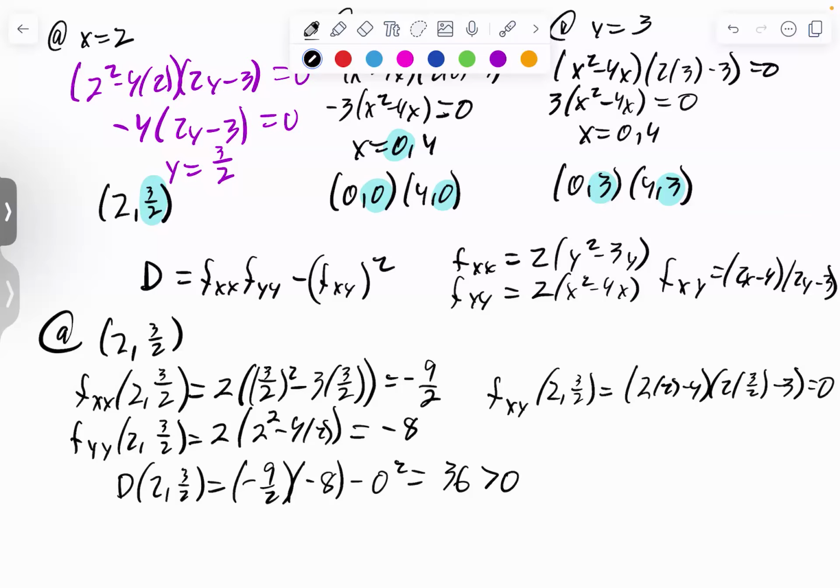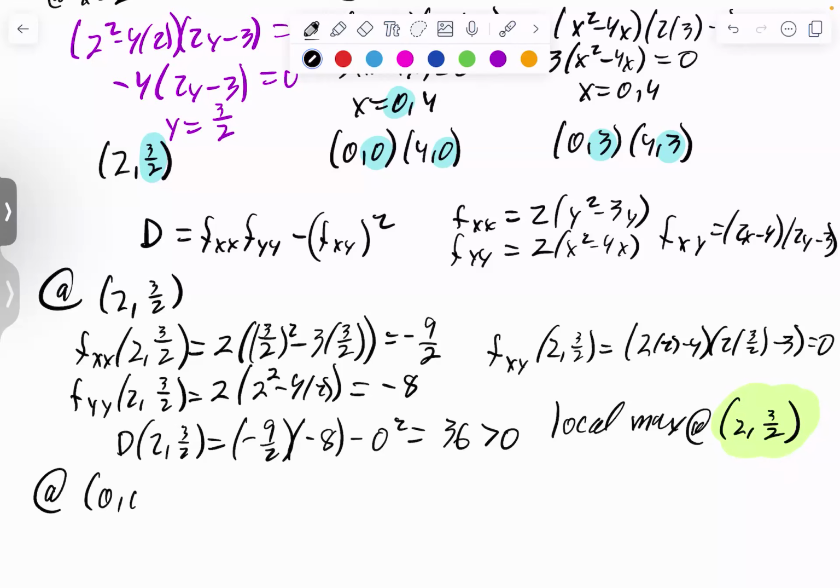Which is positive, which means we have a local max at the point 2, 3/2. Yay, so there's our local max. We have 4 other points we have to explore. Let's see what we get.